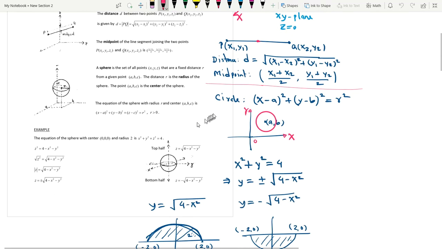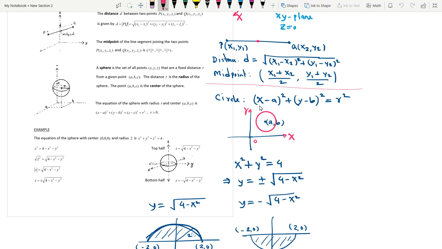Now in two-dimension, we learn the equation of a circle with center at (a, b) and radius r is x minus a whole square plus y minus b whole square equals r square. Okay, this is the equation of a circle in 2 dimension.